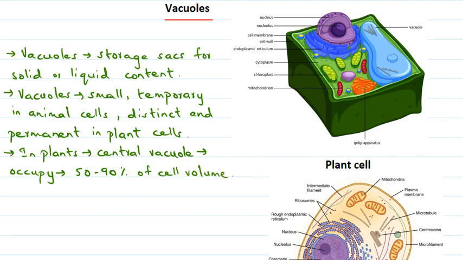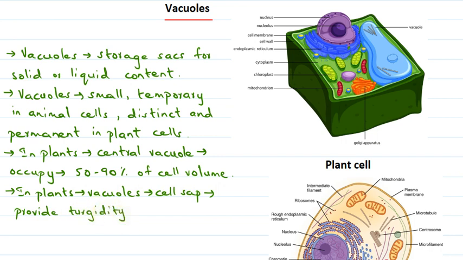In plant cells, vacuoles are full of cell sap and they provide turgidity to the plant cells, and along with turgidity they also provide rigidity to the cells. Many substances important for the life of the plant cells are stored in vacuoles.